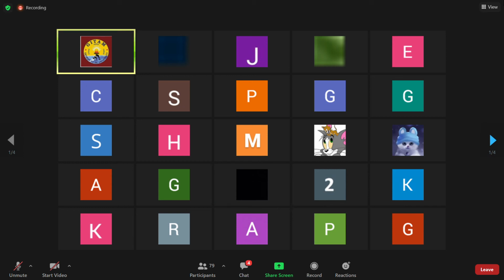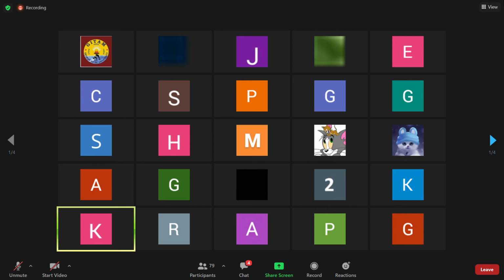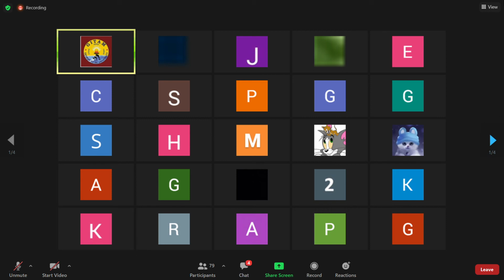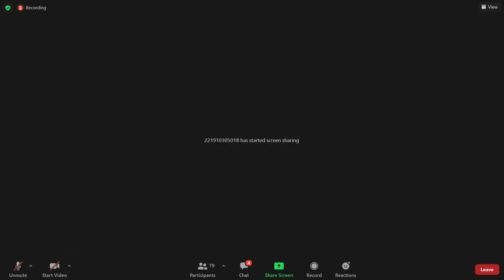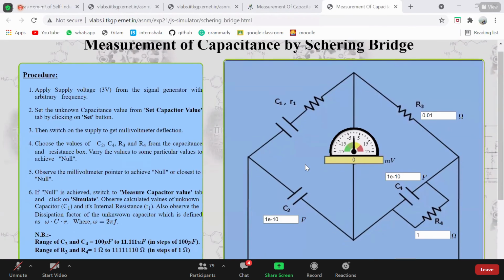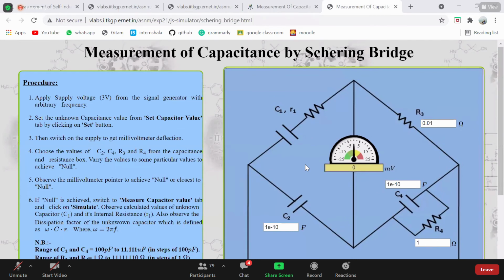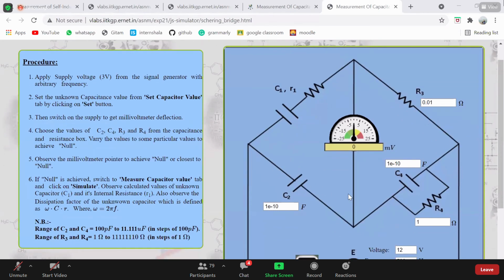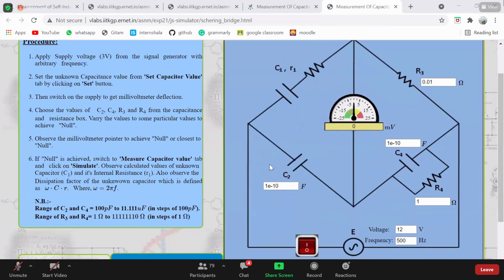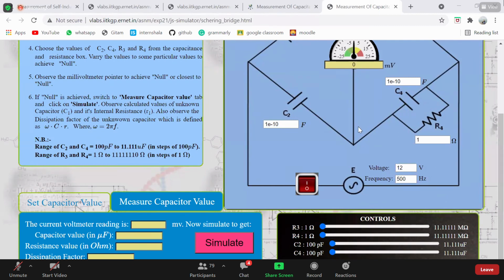Students, voluntarily, if you want to share, you can share. So can I share my screen? Yes. This is the experiment for the bridge, in which one of the capacitances is unknown and the rest three are known. So we are setting the values for the other capacitances and resistors in such a way that we achieve the balance condition. We achieve this balance condition when the impedance is equal, and then we get approximately 0 volts, and the capacitance should be equal to 0.1 farads.